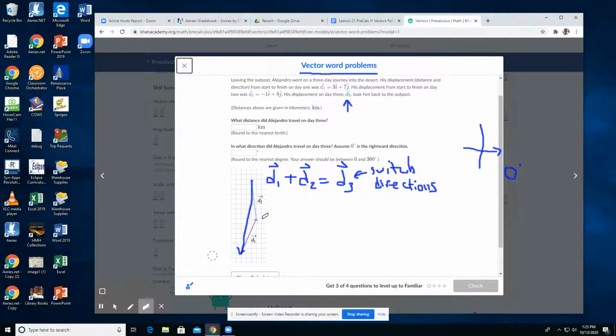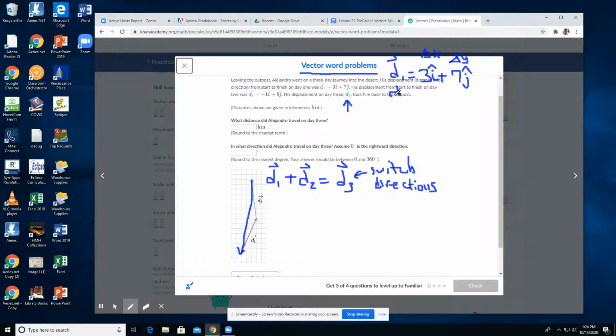Whenever you're adding vectors, which is what we have to do here, we add up the x components, we add up the y components, and then that gives us the last one here. So let's see. D1 is equal to 3i, where i is a unit vector for the change in x, plus 7j, same thing, unit vector for change in y. So those are change in x's right there. These are change in y's right here.